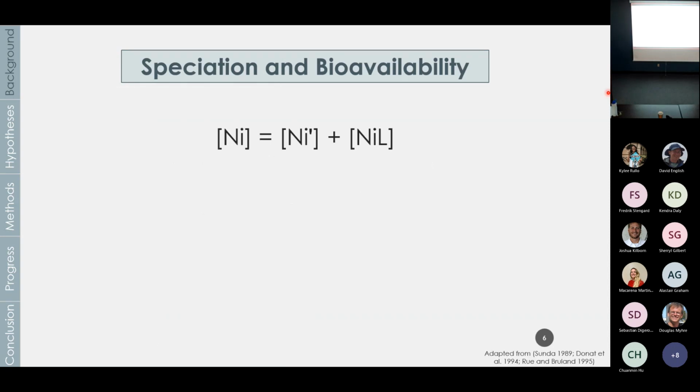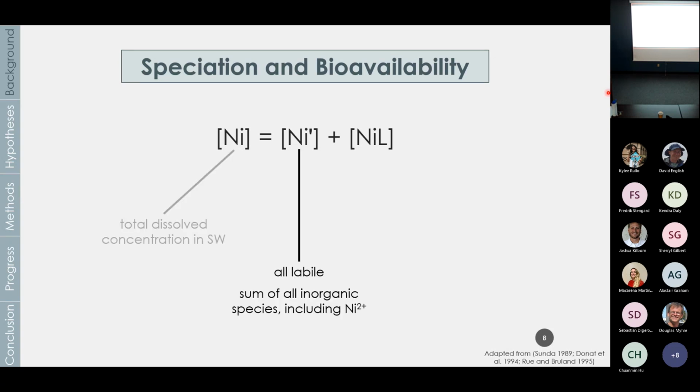So we can't talk about bioavailability without talking about chemical speciation. And this just refers to the different chemical forms that an element will take in seawater and can be described using this equation here. So we can see on the left-hand side, we have nickel concentrations, or the total dissolved nickel concentrations in seawater. And this is equivalent to 2 different terms. The first term is this nickel prime term, which is the sum of all the inorganic species. These are all considered to be labile, and this includes the most bioavailable form, nickel 2+.